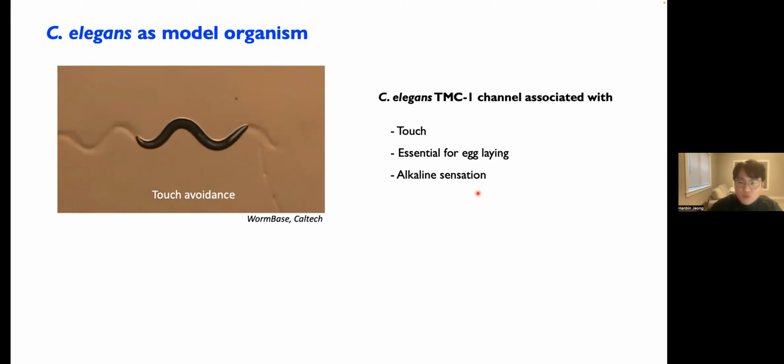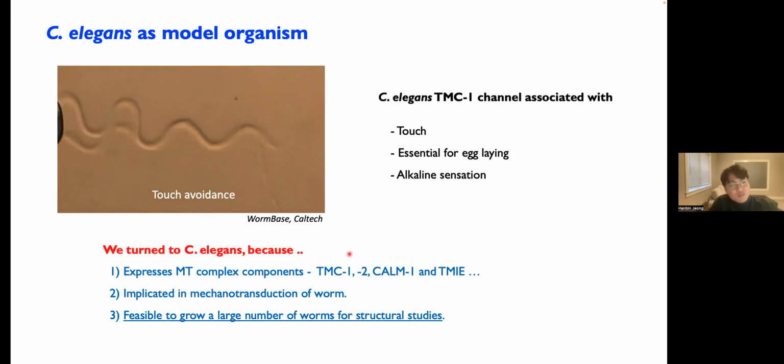So we looked for another way and finally decided to use C. elegans as a model. Many scientists have already shown that C. elegans have all of the components we have in the vestibular system, and TMC1 is involved in the mechanotransduction of the worm, like touch avoidance. And most importantly, we can grow a large number of worms for native structure studies.